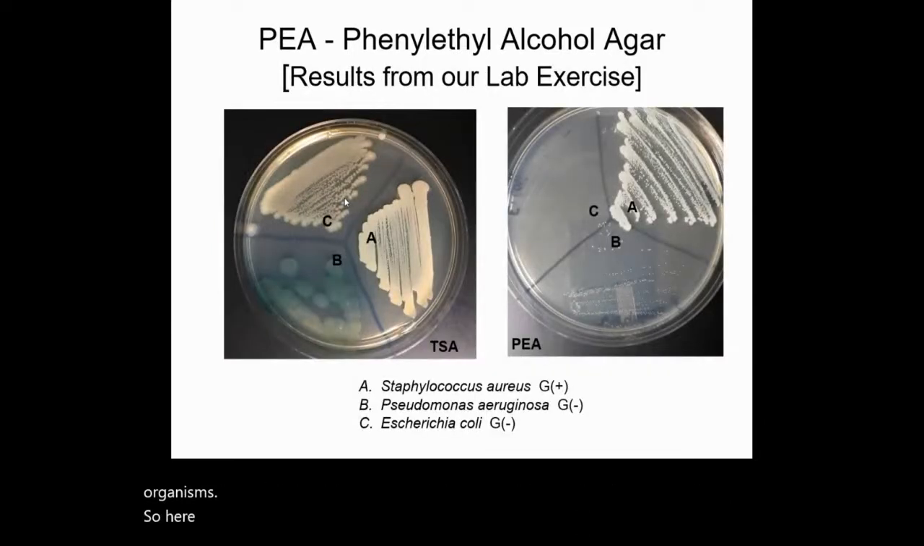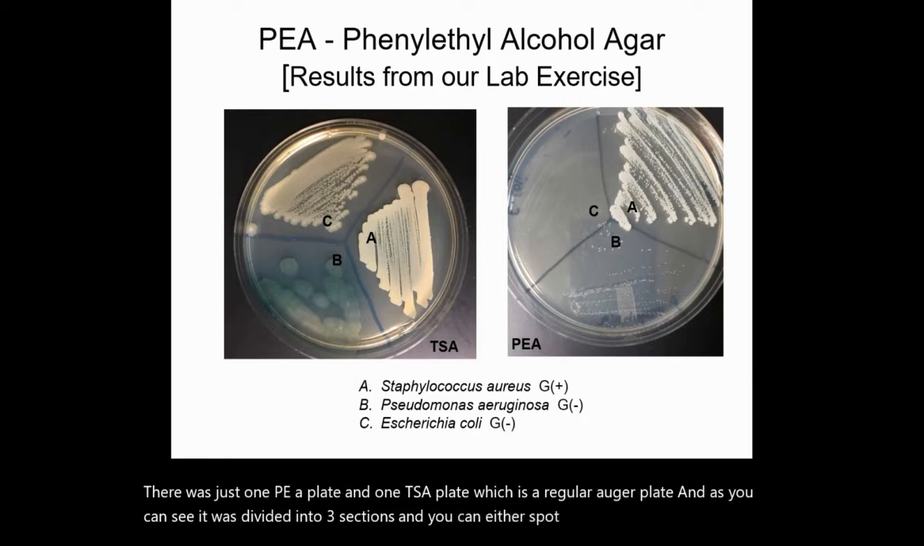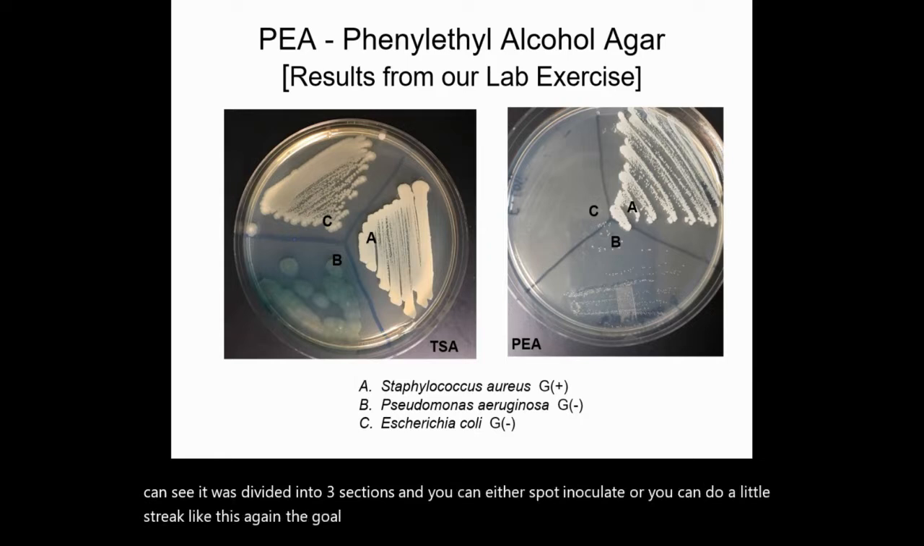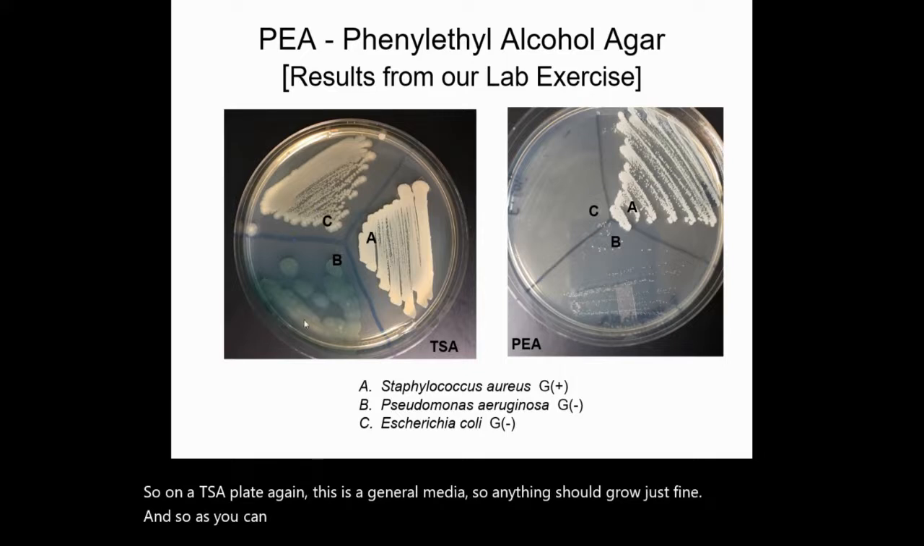So here are the results from the PEA lab. For this lab, it was a very straightforward lab. There was just one PEA plate and one TSA plate, which is a regular agar plate. And as you can see, it was divided into 3 sections. And you can either spot inoculate or you can do a little streak like this. Again, the goal is not isolated colonies, but we wanted to illustrate how well some organisms did or did not grow. So on a TSA plate, again, this is a general media, so anything should grow just fine. And so as you can see, all 3 organisms grew, and they grew perfectly fine.